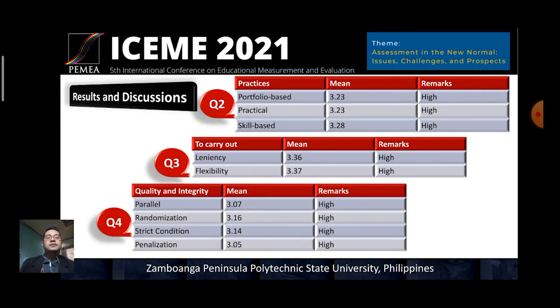Question number 4 asks about the strategies on how to protect the quality and integrity of the assessments. All the categories like parallel validation, randomization, strict condition, and penalization receive high marks. If you would notice, the mean on the strategies under quality and integrity seem to be lower compared to those under how to carry out the practices. I think it is because it is on the characteristics of how these assessments are being conducted, because there's a little form of strictness and rigidity on the rules that the teachers set whenever they want to protect the quality and integrity. But then at the end of the day, they are still getting high marks.